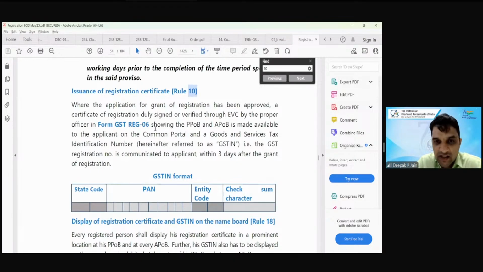in Form REG 06. What will it contain? PPOB and APOB. PPOB means Principal Place of Business and APOB means Additional Place of Business. This will be made available to the applicant on the common portal, and a Goods and Service Tax Identification Number, that is GST registration number, is communicated to the applicant within 3 days from the grant of registration. Meaning, whatever you apply for registration in REG 01, the officer will check it and give you the registration certificate in REG 06. Okay.